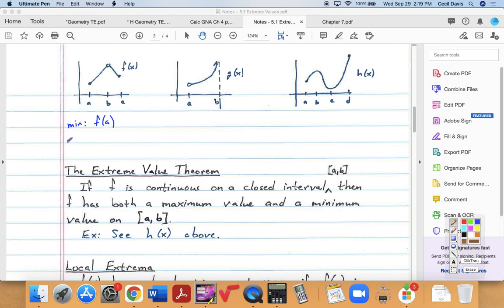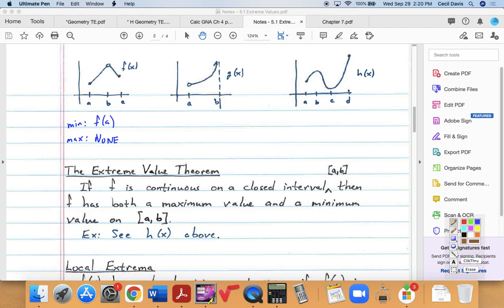Does it have a maximum? There is no maximum. Why not? Well, what would it be? It's not f of b because f of b doesn't exist. It'd be the limit. Well, what about right before b? How far right before? What if it was right before?